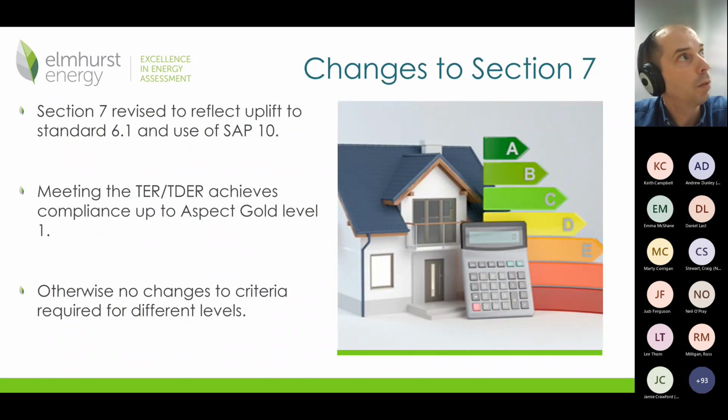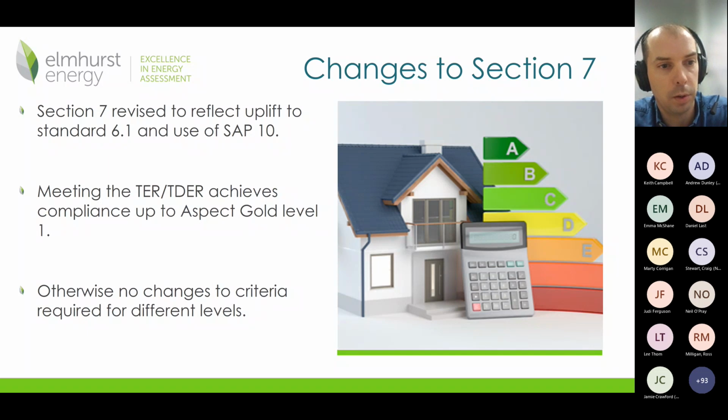Section 7, obviously I'm really only talking about section 6 today, but section 6 and section 7 are very closely linked, so it's worth touching on what's going on in section 7. Section 7 has been revised, and that's mainly to reflect the 32% uplift we've seen in standard 6.1 and the use of SAP 10 as well.